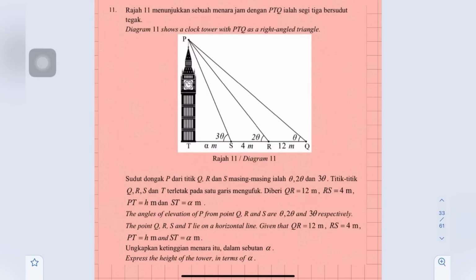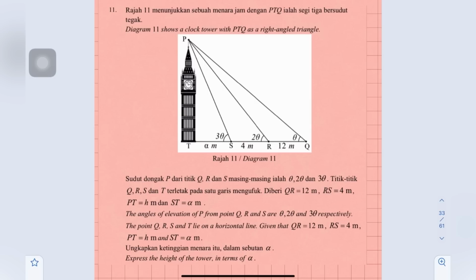Number 11, diagram 11 shows a clock tower with PTQ as a right angle triangle. The angles of elevation of P from points Q, R and S are theta, 2 theta and 3 theta respectively. The points Q, R, S and T lie on the horizontal line. Given that QR equals 12 meter, RS equals 4 meter, PT equals H meter and ST equals alpha meter. Express the height of the tower in terms of alpha.